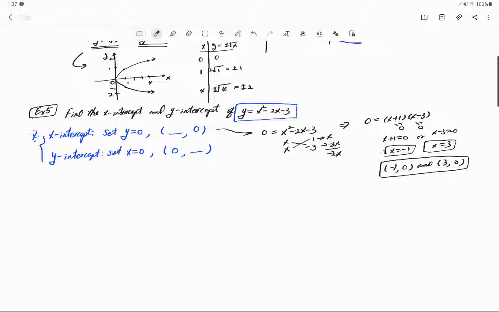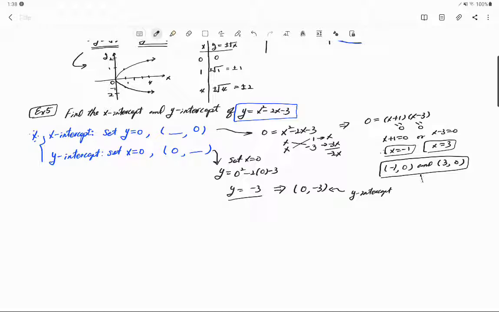Now let's find the y-intercept. To find the y-intercept, let's set x equal to 0. Then y equals 0 squared minus 2 times 0 minus 3. That is 0 minus 0 minus 3, which is negative 3. That's the y-intercept. So the y-intercept is when x equals 0, y is negative 3. There's one y-intercept.